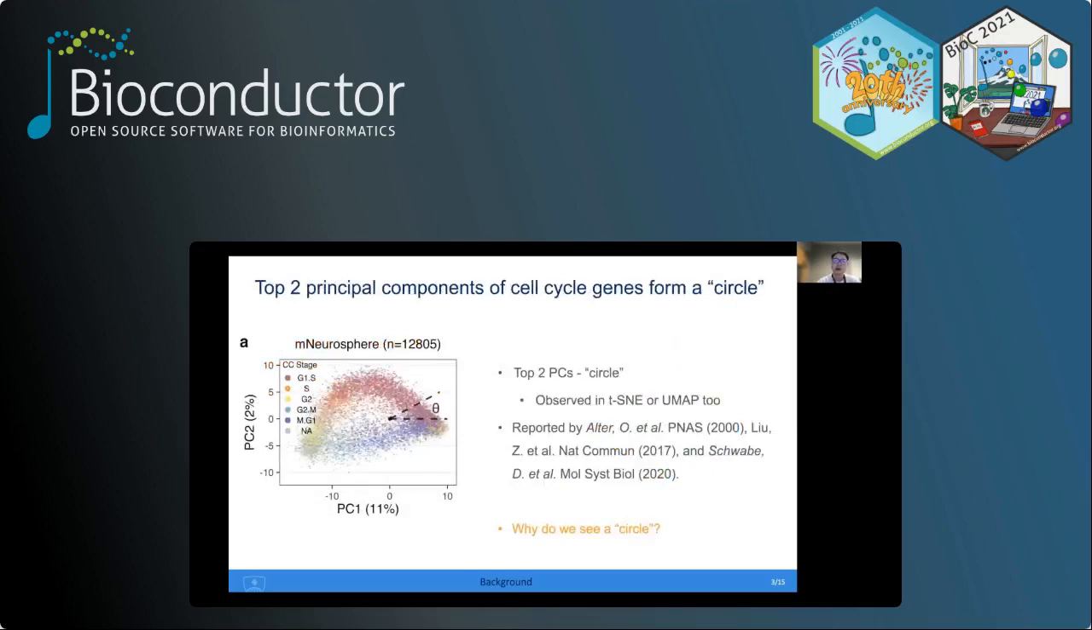Our method comes from an observation that the first two principal components of the cell cycle genes always form a circle on a dataset of which the main variation is pure cell cycle. This circular behavior has also been observed in the t-SNE or UMAP embeddings, and it was reported by a lot of other papers. The question comes down to, why do you see this circle?